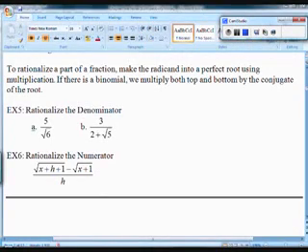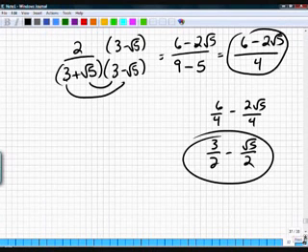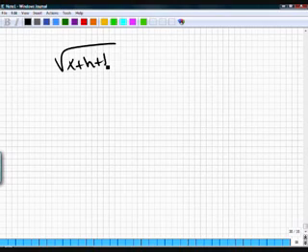Here we go, last problem says rationalize the numerator. We've never rationalized the numerator before, but you do the same thing. Rationalizing the numerator means get all the square roots off the numerator. So we've got the square root of x plus h plus 1, that's kind of nasty looking, minus the square root of x plus 1, all over h.